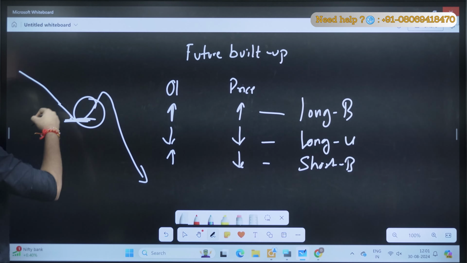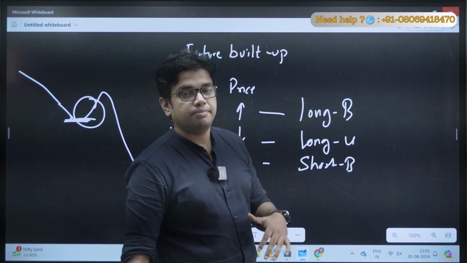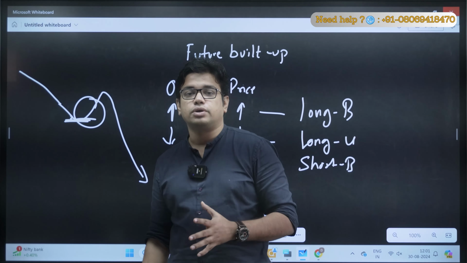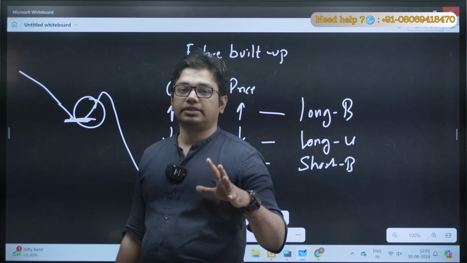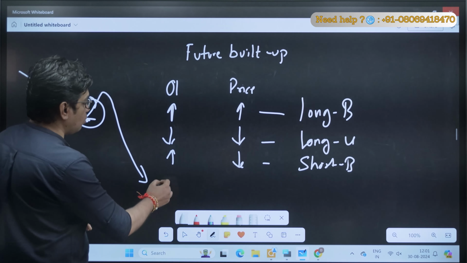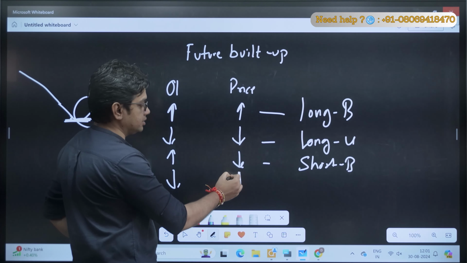So here at this particular level I am booking some profit. That means I have made a short position. Now here I will book some profit. So out of 10 lots, let's just say I have closed 4 lots. So OI will decrease. Here OI will decrease, but price bounces back. So price will increase.